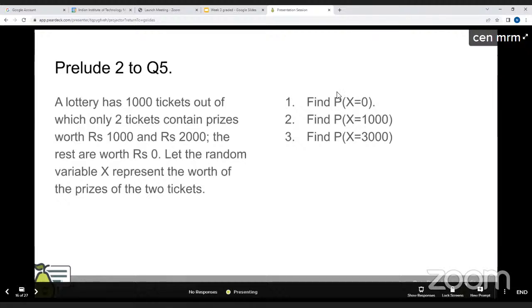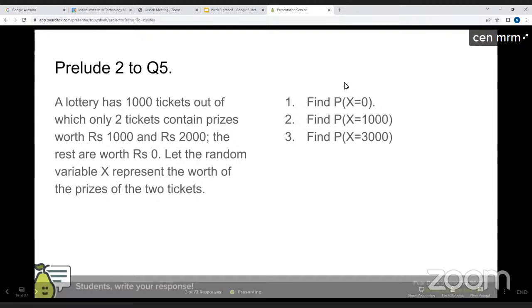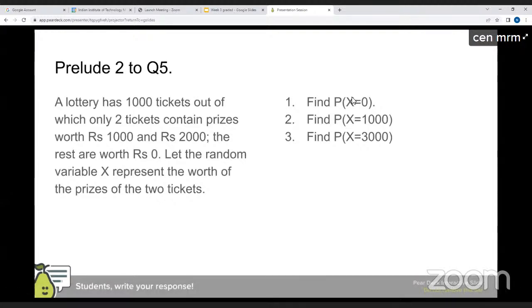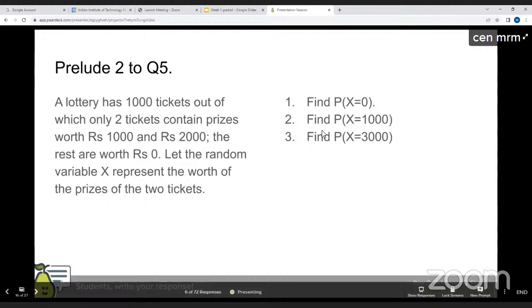Yeah. So can you just find the values of these probabilities? Here, y equals 0 means the 2 tickets you have got, their combined worth is 0 rupees. Second, the 2 tickets that you have got, their combined worth is 1000. And third, the 2 tickets that you have got, their combined worth is 3000. This is what you have to find. In this case, it's just the 2 tickets, right? Yeah, 2 tickets. Okay, please try to find these probabilities, and we'll discuss in 2 to 3 minutes.